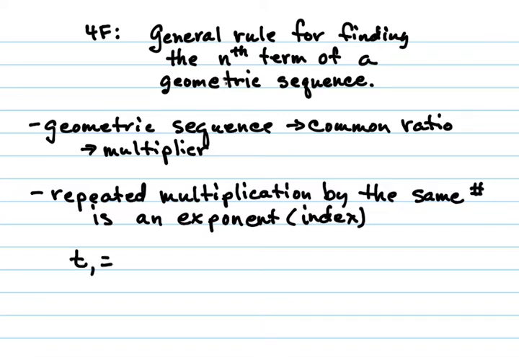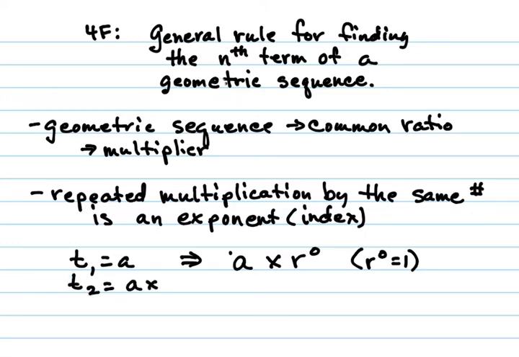If the first term is a, then that means that you're taking a times r to the 0. Remember that anything to the 0 power is 1. So a times 1 just gives you a, in other words, the first term. For the second term, we're taking a times our r, which is that common ratio, which is the same as saying a times r to the first power, because remember, anything to the first power is the number itself.